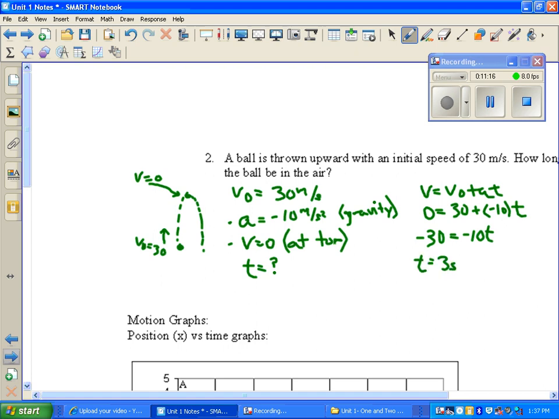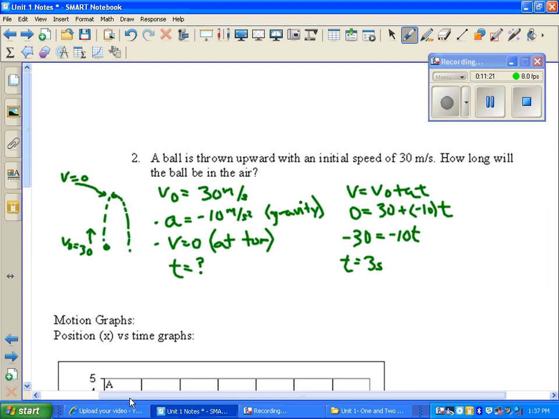That's not actually the answer. See if you can think of why that is not the answer to the question. And the reason why is this. This is the time to the top. But that's not what it was asking for. It was asking for how long would it be in the air. And it turns out that this is symmetrical. It's going to take as long to go up as it does to go down. So the total time is going to be 6 seconds. So that's the answer to that question.